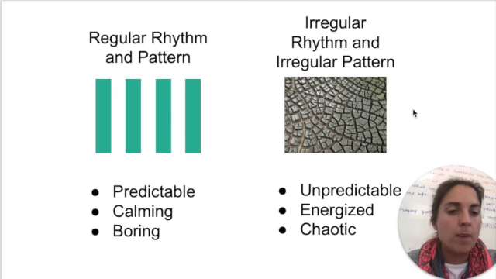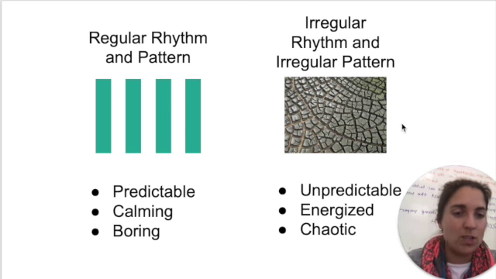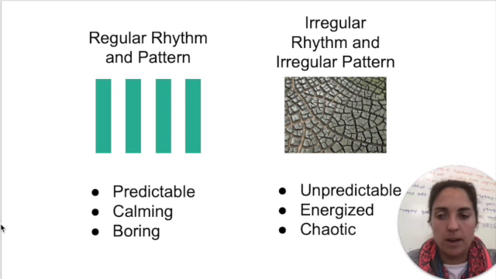So if you think about a place where you want to be calm, like hospitals, you're going to see a lot of regular patterns and rhythms, calming, predictable. This is not going to soothe anyone, okay? This is too chaotic, it's too unpredictable. So there's different purposes for the different rhythms and patterns.